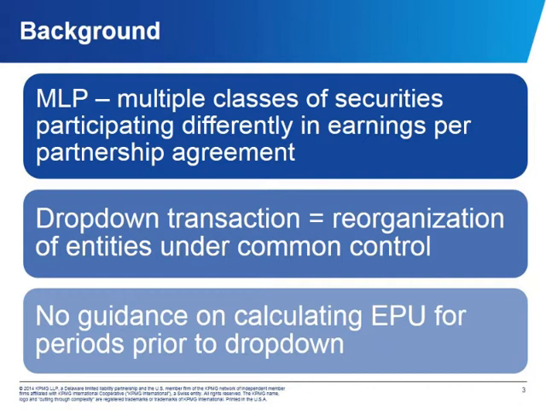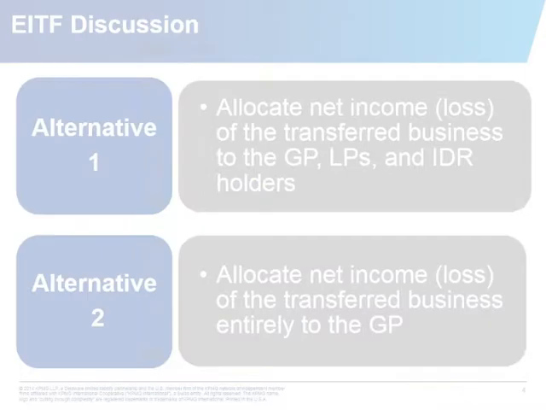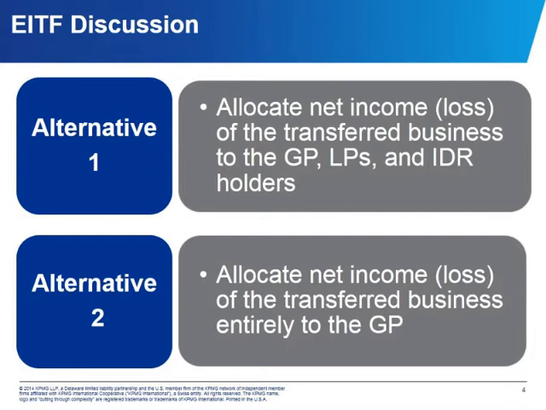And so that brings us to the issue. Currently, specific to the calculation of earnings per unit, there is no guidance addressing how to present EPU for periods prior to the date of the drop-down transaction, and that's created some diversity in practice. There's two main approaches that have been taken, and those two approaches are actually the two alternatives that the EITF considered at their September meeting. These are the two ways that people were doing it in practice.